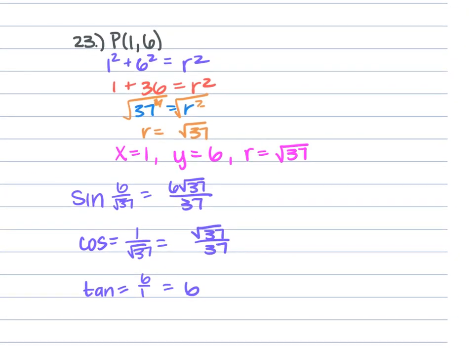Cosecant, CSC, is equal to r over y, so that's square root 37 over 6. Secant is r over x, so that's just the square root of 37, and then cotangent is x over y, so 1 over 6.